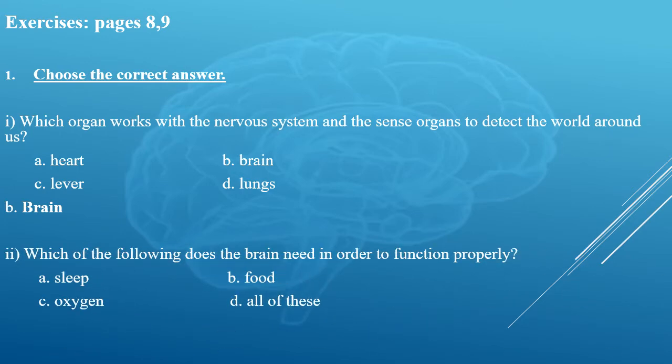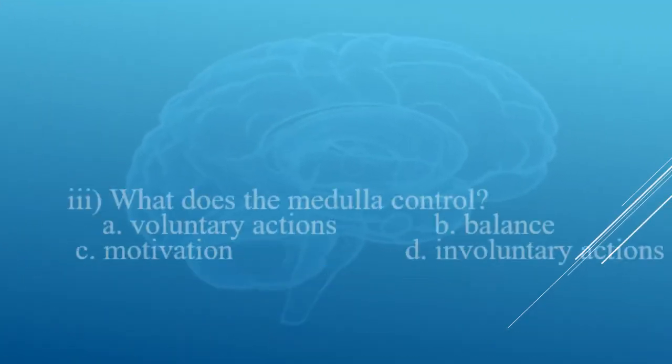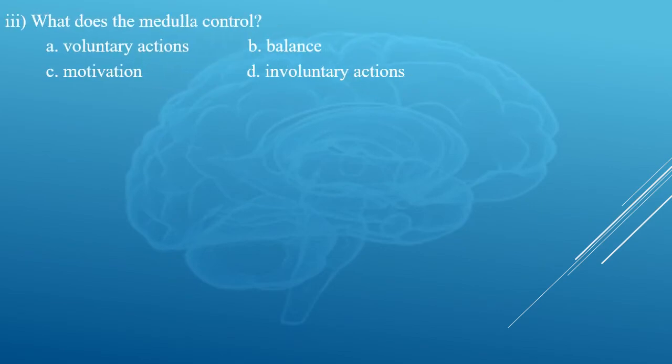Number 2. Which of the following does the brain need in order to function properly? Options are A. Sleep, B. Food, C. Oxygen, D. All of these. The answer is option D. All of these. Number 3. What does the medulla control? The options are A. Voluntary actions, B. Balance, C. Motivation, D. Involuntary actions. The answer is option D.